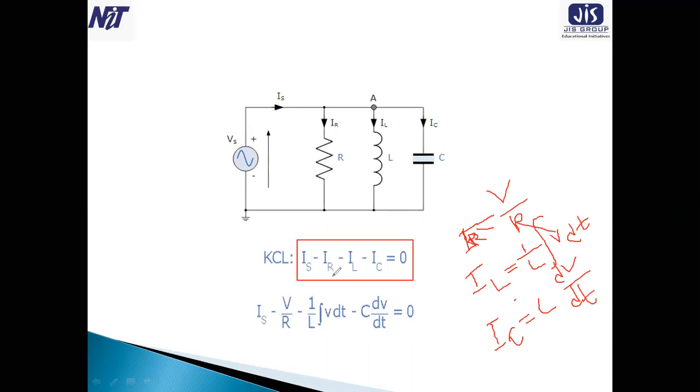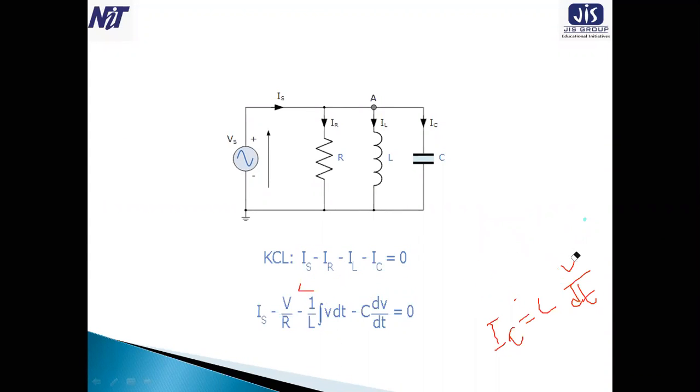So just put the value for IR, this one, for IL 1 by L integration V dt, for IC C dV dt. So simply put all the values, and then we can find this equation. We can generate this equation, that is IS equals IS minus V by R minus 1 by L integration V dt minus C dV dt equals to 0.